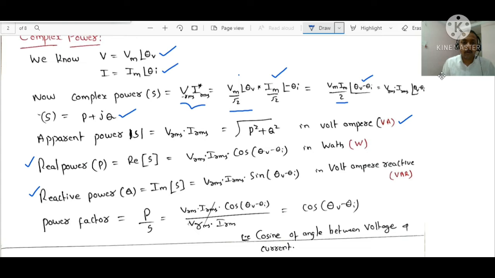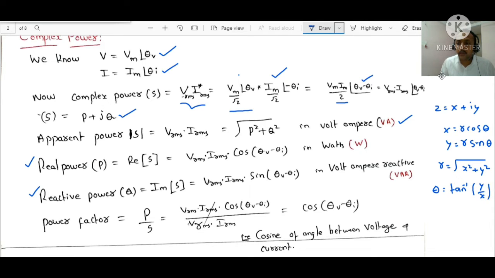But what about the real part? If a rectangular form is given, for example z equals x plus iy, you have x equal to r cos theta. Do you remember this basic? And y, simply the imaginary part, will be r sin theta. In this context, what is r? Nothing but the magnitude, root over x square plus y square. What is theta? Nothing but tan inverse of y by x. These basics are very, very important.